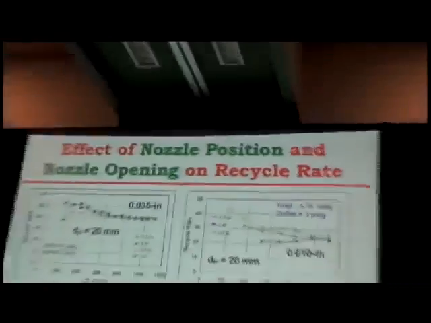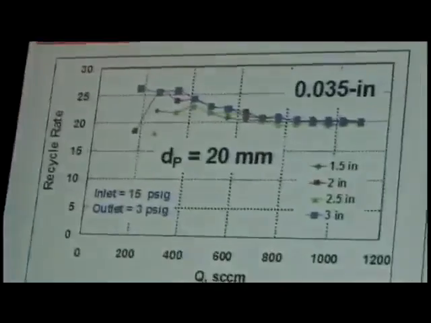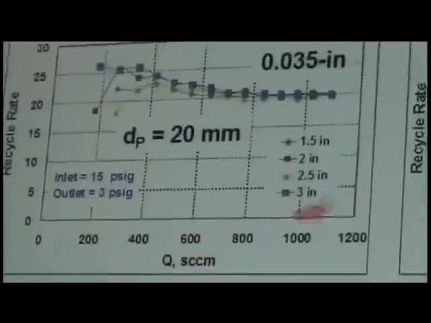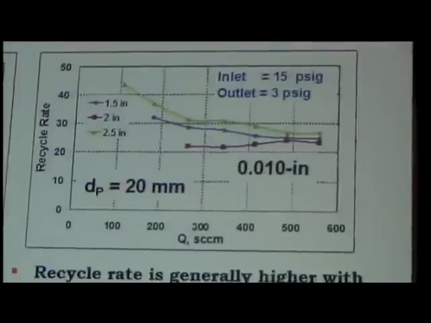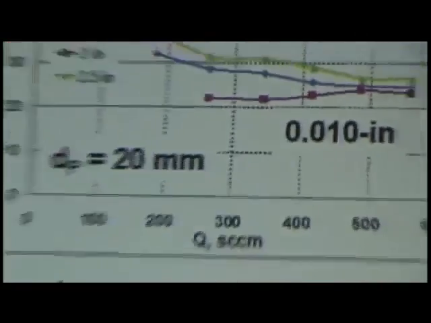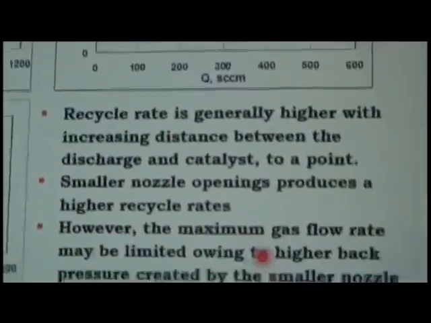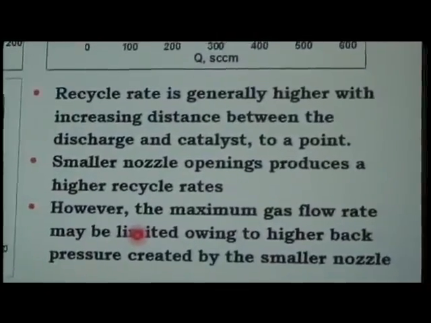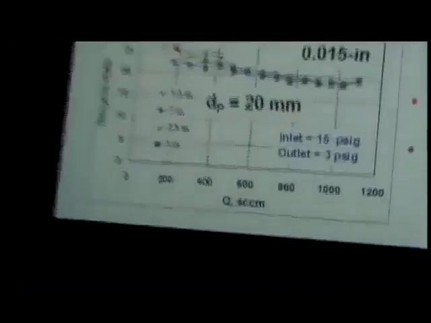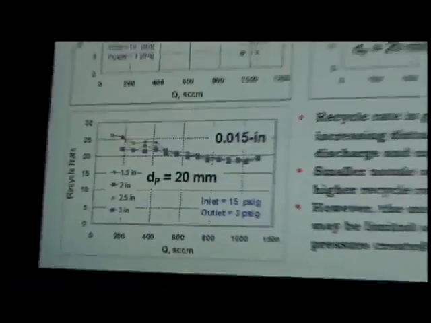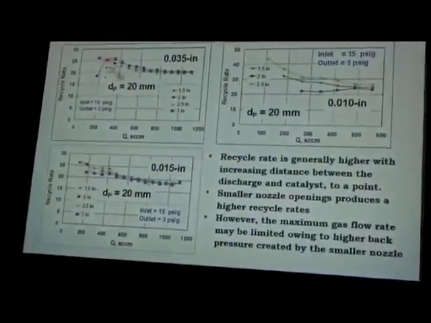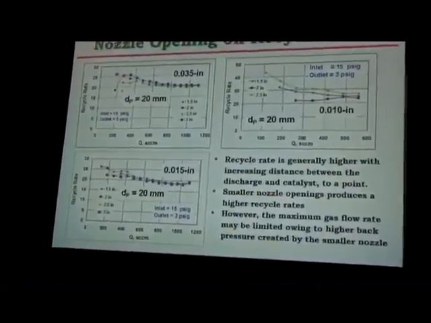Now this illustrates one example of several different parameters that were studied. How does the nozzle position and the nozzle opening affect the recycle rate? Here we're using like a 20 millimeter particle, an actual commercial particle, and with 3 different sizes of nozzles, and then we vary the nozzle and its distance from the particle bed. So you can see, number one, it's possible under certain circumstances to get recycle rates up to 50 or so in this particular configuration. Typical recycle rates might be in the order of 25 to 30, which is high enough for the particular chemistry that we were studying.